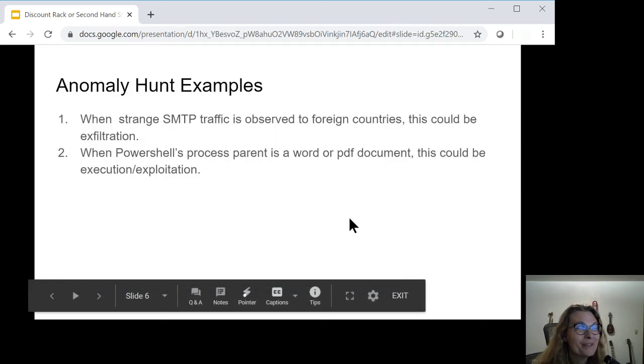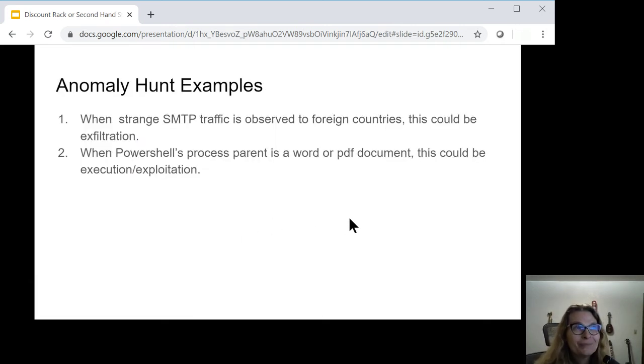Some examples: strange SMTP traffic. With a lot of these keylogger stealers like Predator, a lot of their exfil is over SMTP, right? Not even encrypted most of the time. That can be something to look for. Again, we talked about parent processes with PowerShell. What usually starts PowerShell and what is usually started by PowerShell can help you find anomalies.